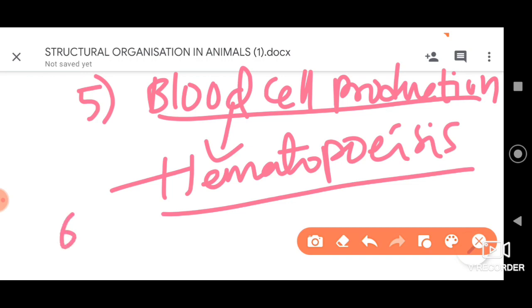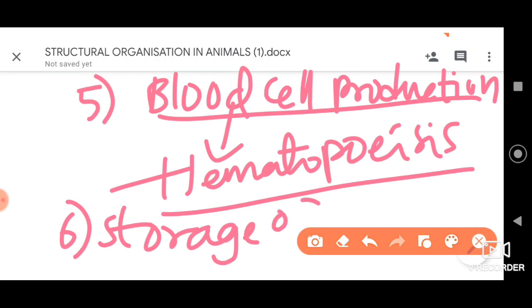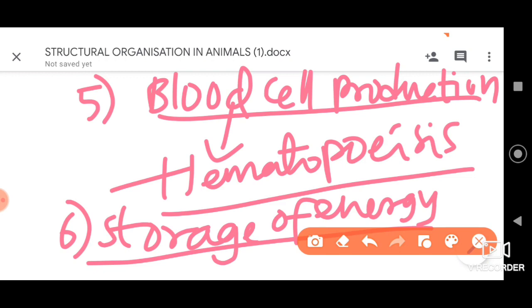Then the sixth, let me tell you, the bone tissues also help in storage of energy. In many bones, for example yellow bone marrow, it stores lipids. Lipids are energy reserves for the body. Whenever our body requires energy, it can definitely be released through this yellow bone marrow. So these are a few important functions performed by bone tissue which we need to consider. So this completes the bone tissue.